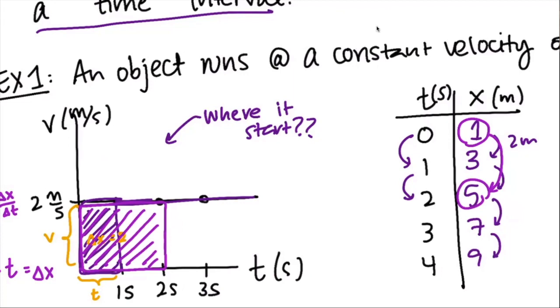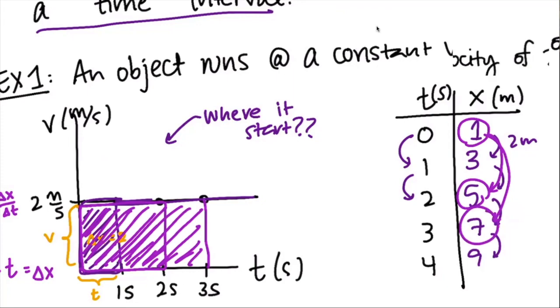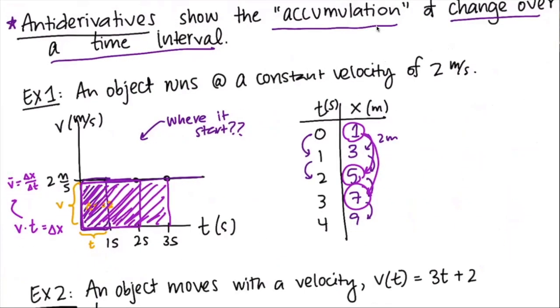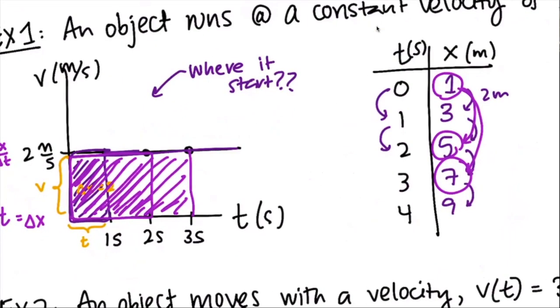Does it keep working? Sure it does, because if I go to 3 seconds, now I've accumulated, well, 2 meters per second times 3 seconds gives me 6, and so from my starting position of 1, I change by 6 meters, and so I get to a total position of 7 meters. And so here's the key thing here, my friends, is that this area under the curve of a velocity time graph gives you the displacement.